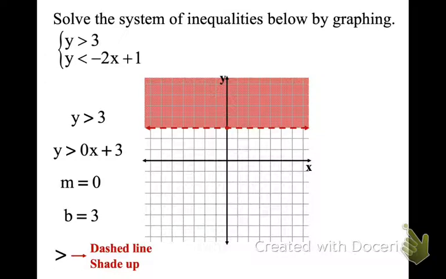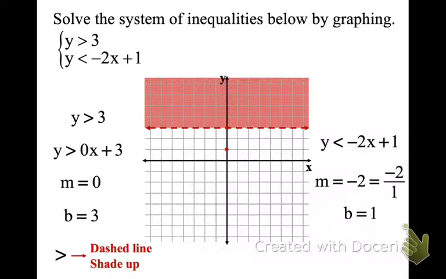Now we've got y is less than -2x, so my m is -2, my b is 1. So I'm starting at 1, and now I'm going to go down 2, right 1. Down 2, right 1, down 2, right 1, down 2. Or I can go up 2, left 1. Just take the negative there. And this is going to be a dashed line.